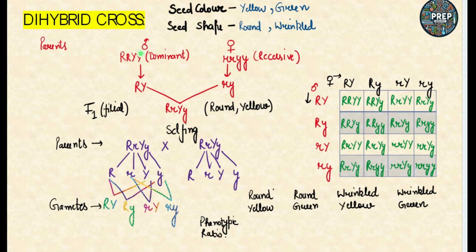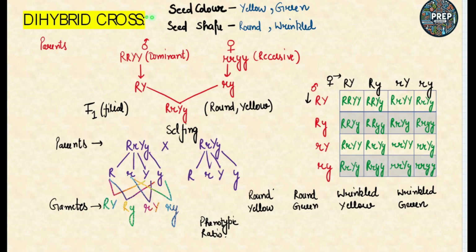So today in this lecture we are going to discuss how to draw a dihybrid cross and how to find out the ratios of the dihybrid cross. Let's start. What is a dihybrid cross? A dihybrid cross is a cross in which two allelic pairs are considered. That means two characters are considered for a cross, and that is called the dihybrid cross.